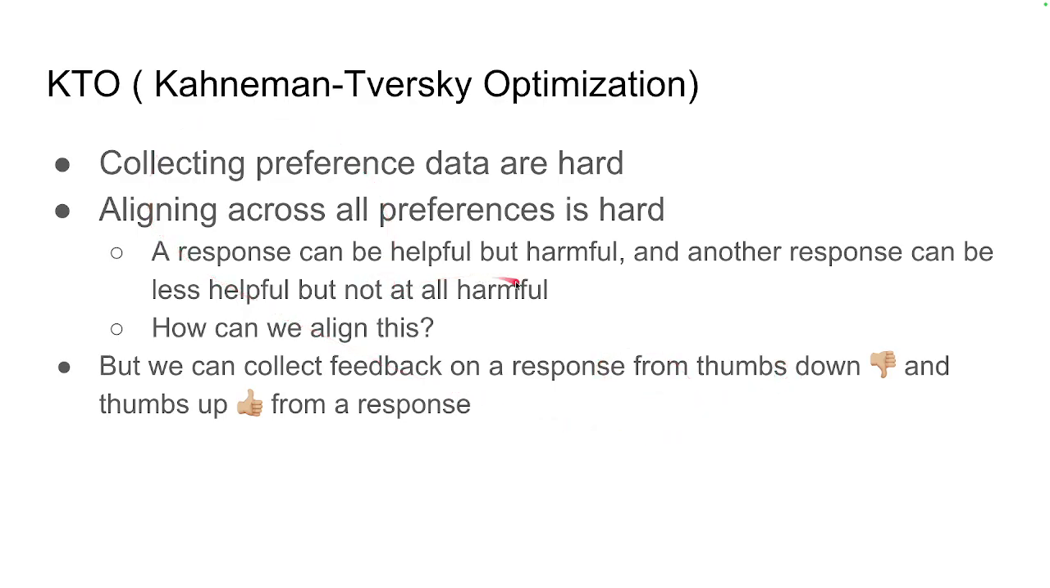Also with preferences, you have to pre-decide the rubrics. A response can be helpful but harmful, and another response can be less helpful but not at all harmful. So what are you optimizing for here? These different dimensions of alignment are hard to handle. So let's have a way where we can label one response as either positive or negative and try to learn from that, and KTO helps with that.